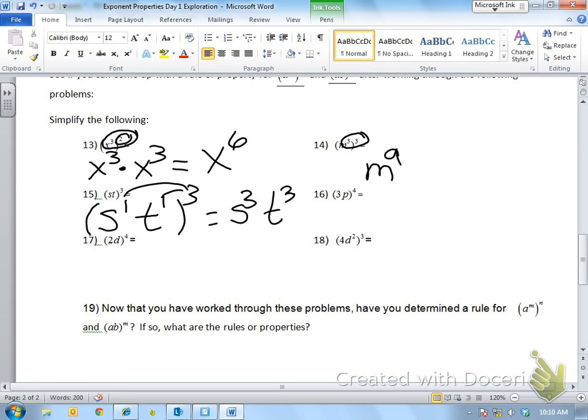Now we have something different because we have a number in front, 4. Once again, 4 is not an exponent. It's not going to follow the rule where we multiply. We can't just multiply 4 times 3. It doesn't follow the property of exponents. But 4 does have its own exponent. What exponent is on 4?